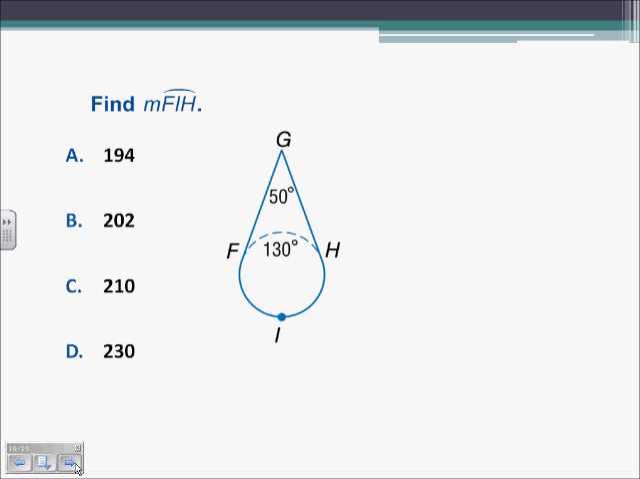Here we're asked to find the measure of arc FIH. We know arc FH is 130. We have two tangents intersecting outside of the circle. So there's a couple different ways we could do this. We could plug it all into our formula. We know our angle 50 is going to equal half of the difference of the arcs. It's going to equal half of x minus 130.